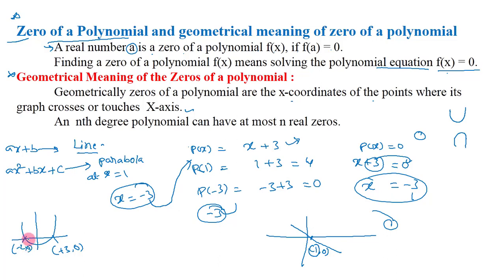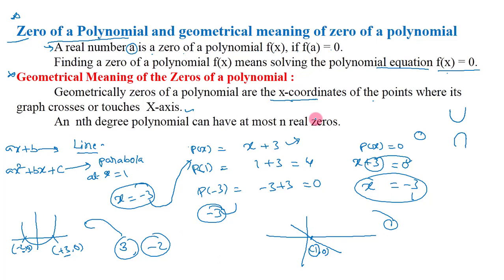In the same manner, for the quadratic polynomial, if you take a graph of it, and this graph intersects the x-axis at 2 points, that is plus 3, 0 and minus 2, 0. Then this polynomial has 2 zeros, which are these x coordinates, plus 3 and minus 2. These two are said to be the zeros of this quadratic polynomial. That means the geometrical meaning of the 0 of the polynomial is the x coordinate of the point of intersection of the graph.